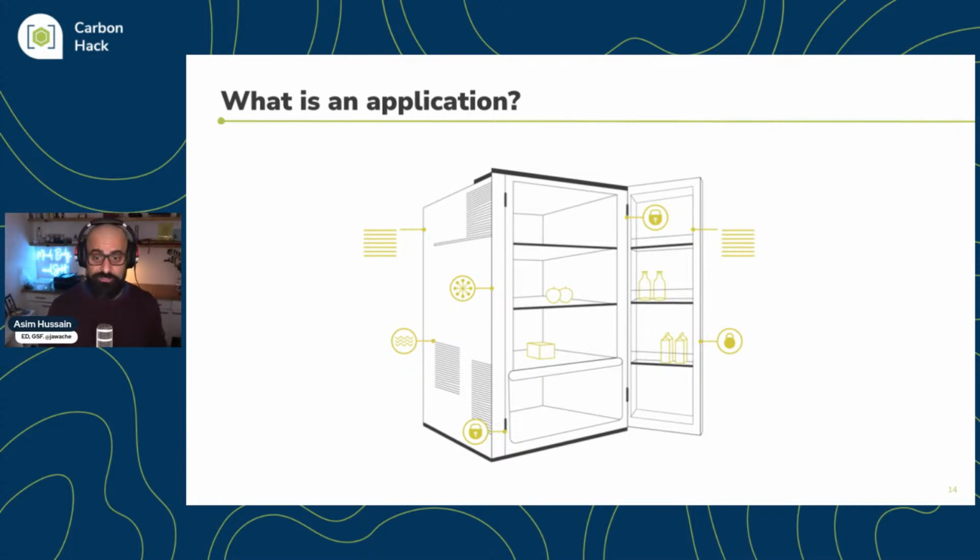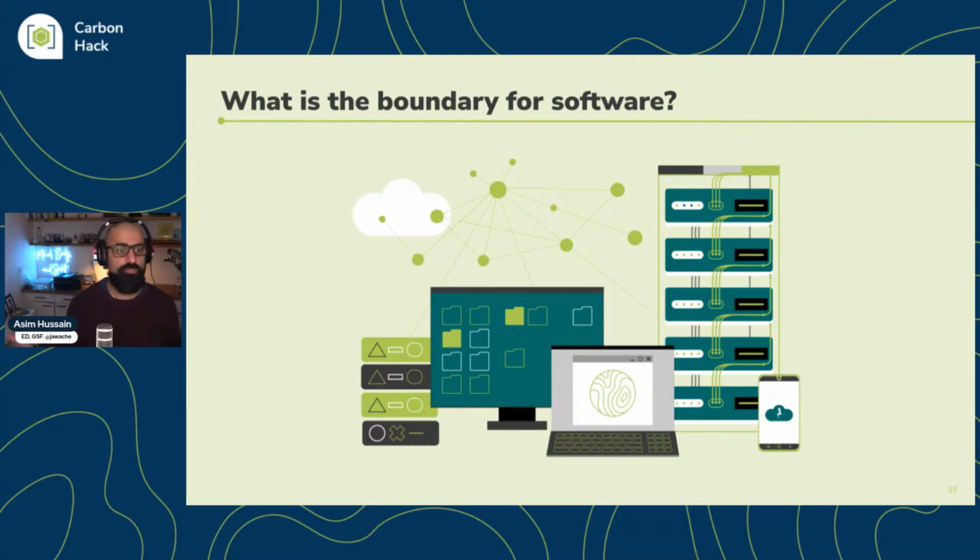Software's not a fridge, right? What is the boundary for software? It's a question we've been asking ourselves for a while. At what point do you say, this is the edge of my software? I'm going to include the database. Actually, I'm not going to. I'm calling these APIs. Do I include that API when I measure this software's emissions? What is the boundary for software?